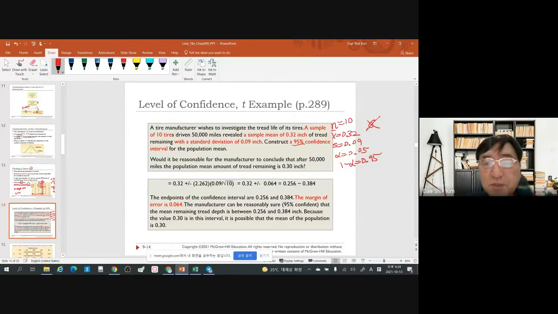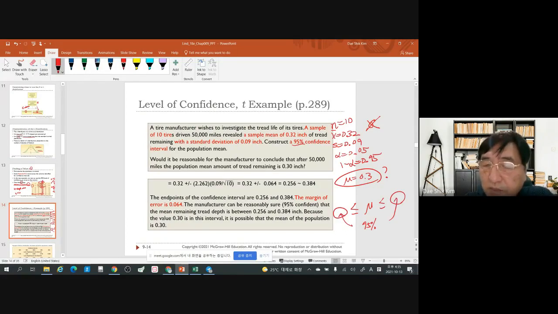Would it be reasonable for the manufacturer to conclude that after 50,000 miles, the population mean of the tread remaining is 0.3? So, is it possible mu is 0.3? Is that correct? Yes or no? So the answer is we need to find the upper and lower limits of mu at the 95% confidence level. We will calculate the lower limit and upper limit, and then check whether 0.3 is within that interval.